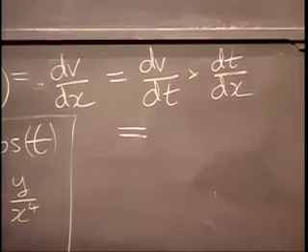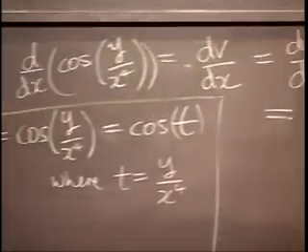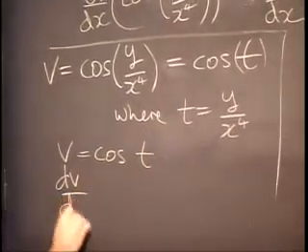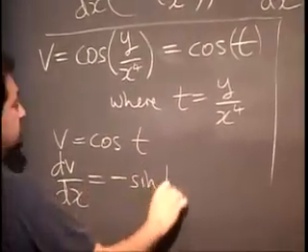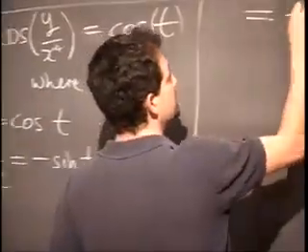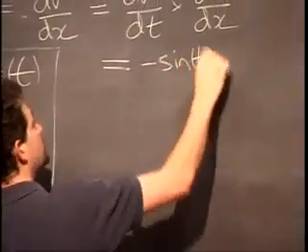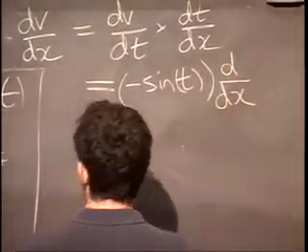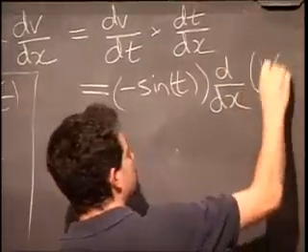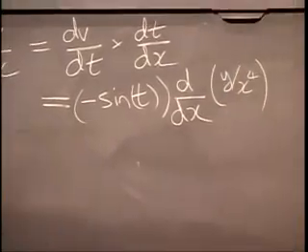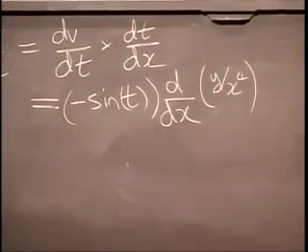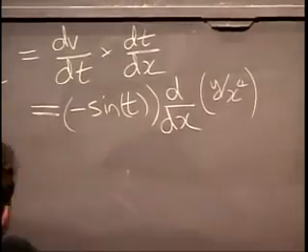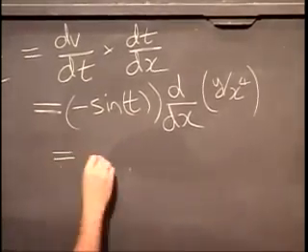Well, v is cosine of t, so dv/dt is negative sine of t. So let's keep a clear head here. Move over to here: negative sine t times dt/dx. And dt/dx, just to put this in perspective, is the derivative of y over x to the fourth. Now, of course, we've used the chain rule, so we'd better put t back to y over x to the fourth.